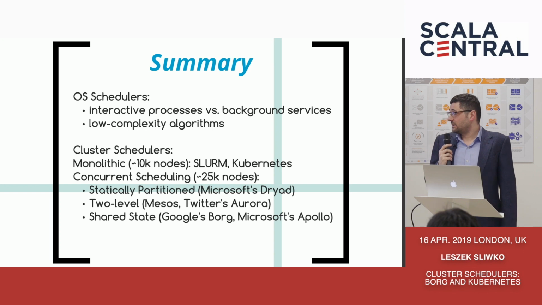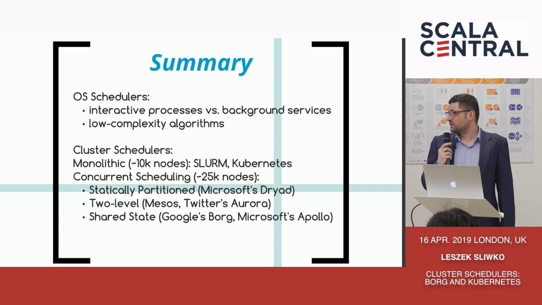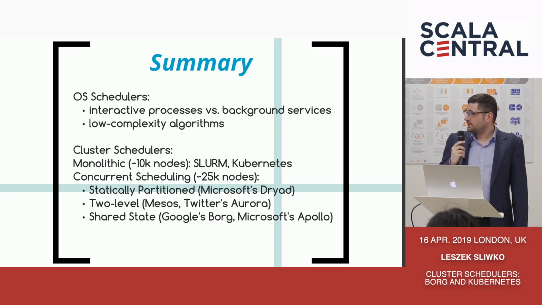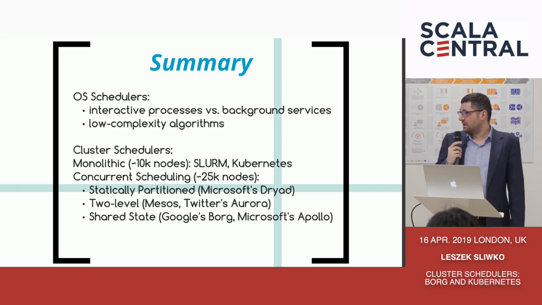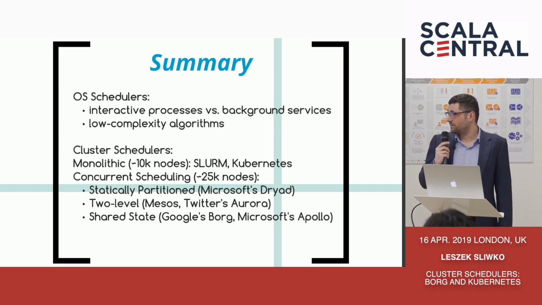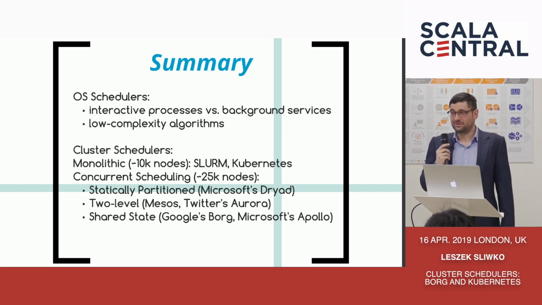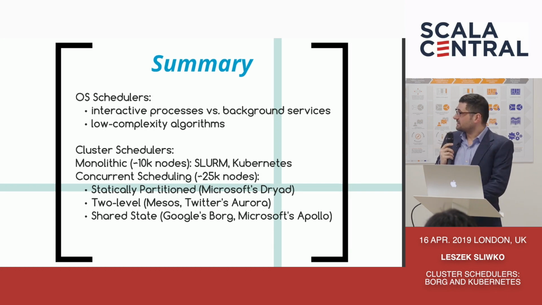Cluster schedulers are roughly split between monolithic architecture, which is like Slurm, Kubernetes, Fuxi, and concurrent schedulers, which can be separated into three groups. Like Microsoft Dryad, which I don't think is used anymore. However, the others are very much used now. A two-level scheduler like Mesos, and the shared state scheduler. As far as I know, the only two shared state schedulers are Microsoft Apollo and Google Borg. Google Borg is way more published. Well, I guess the Google guys like to talk about their work. So that's the current state of the scheduling on the clusters.